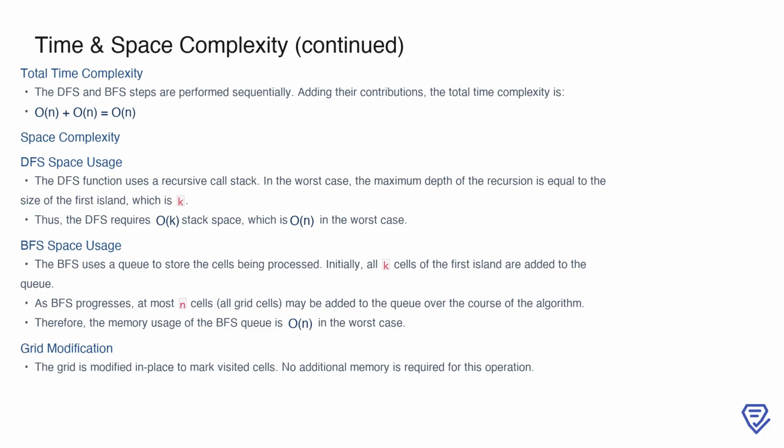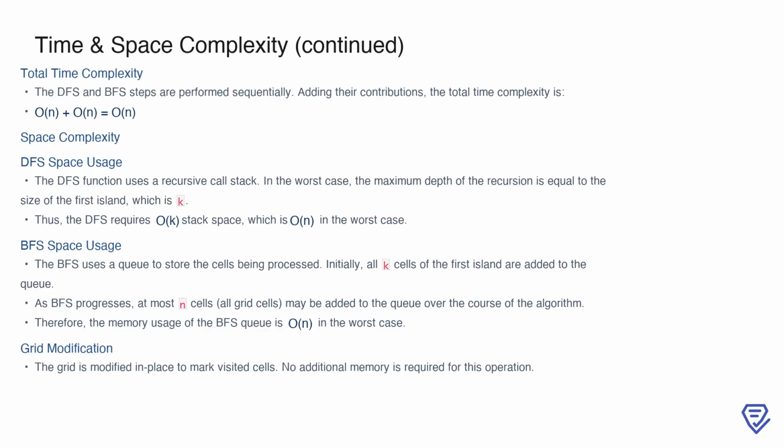Now, let's consider space complexity. For the DFS step, the algorithm relies on a recursive call stack. In the worst case, the recursion depth matches the size of the first island, which is k. Since k is at most n, the DFS stack requires O(k), or O(n), space. For BFS, the algorithm uses a queue to manage the cells being processed. Initially, this queue holds the k cells of the first island, but as the BFS progresses, it may expand to include up to all n cells of the grid. Therefore, the BFS queue also requires O(n) space in the worst case.